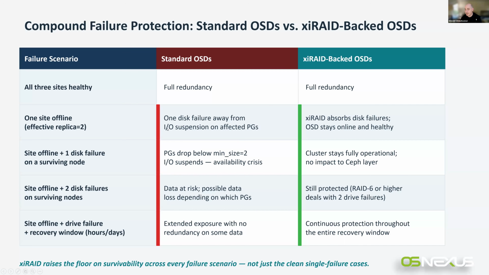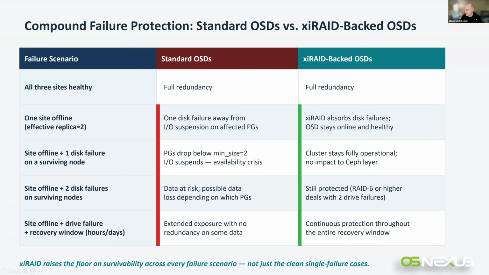So, kind of looking at those benefits in more detail, all 3 sites healthy, we've got full redundancy. Going back to that first example, with 1 site offline, you're 1 disk failure away from IO suspension. But here, with 1 site offline, you still have 2 full copies, and so you're ready to absorb disk failures even with that site outage. And then here's site offline plus that extra disk failure, no problem. Xinnor RAID's just completely absorbing that.